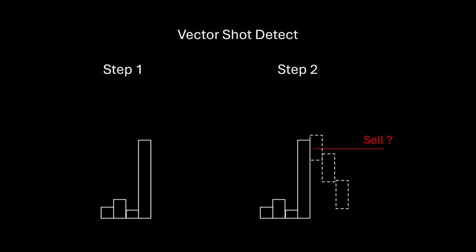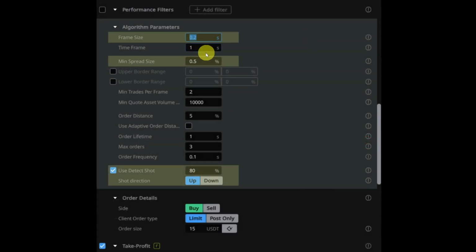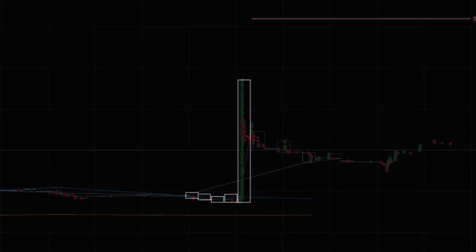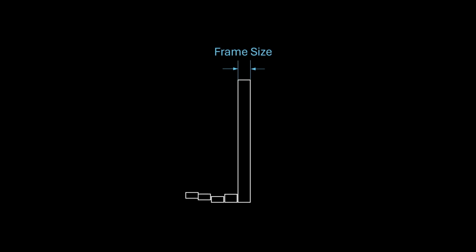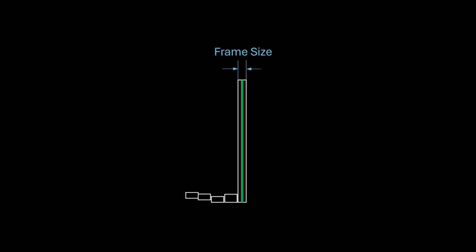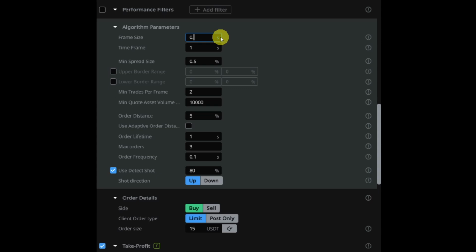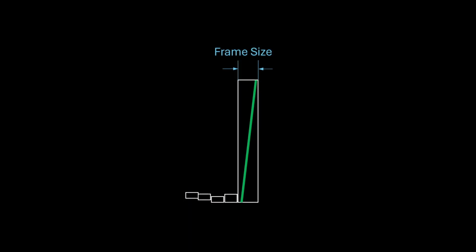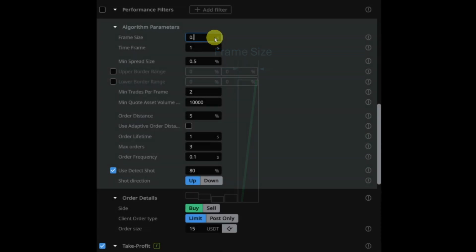In defining a shot event, we focus mainly on these things. A shot, as we know, is a rapid, dramatic price movement in a very short amount of time. How short is determined by frame size. The default of 0.2 seconds is pretty solid. If you want more straight, vertical shots, you'd make it smaller, say 0.1 seconds. And if you're okay with slightly sloped price movements, you'd make it bigger. I wouldn't go above 0.5 seconds though, and only for larger distances at that.